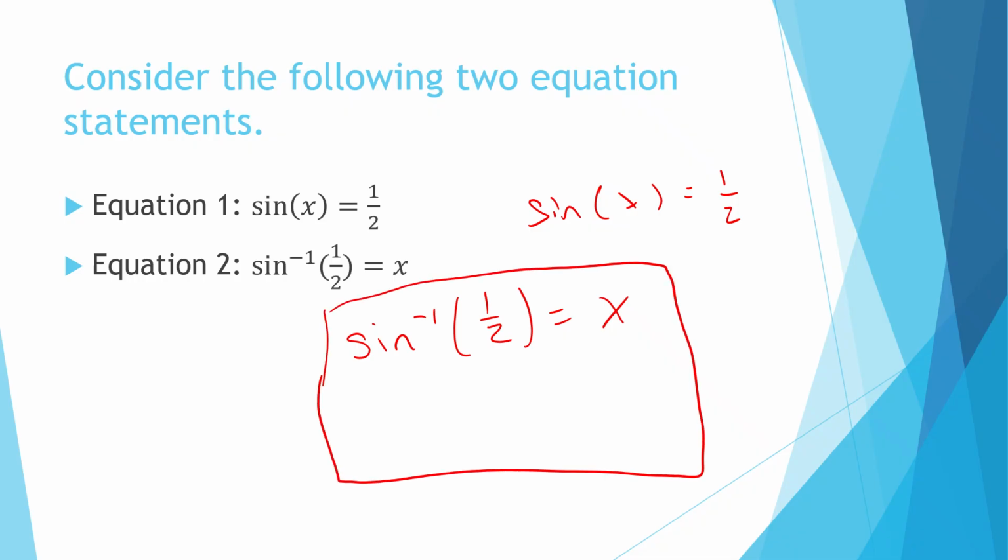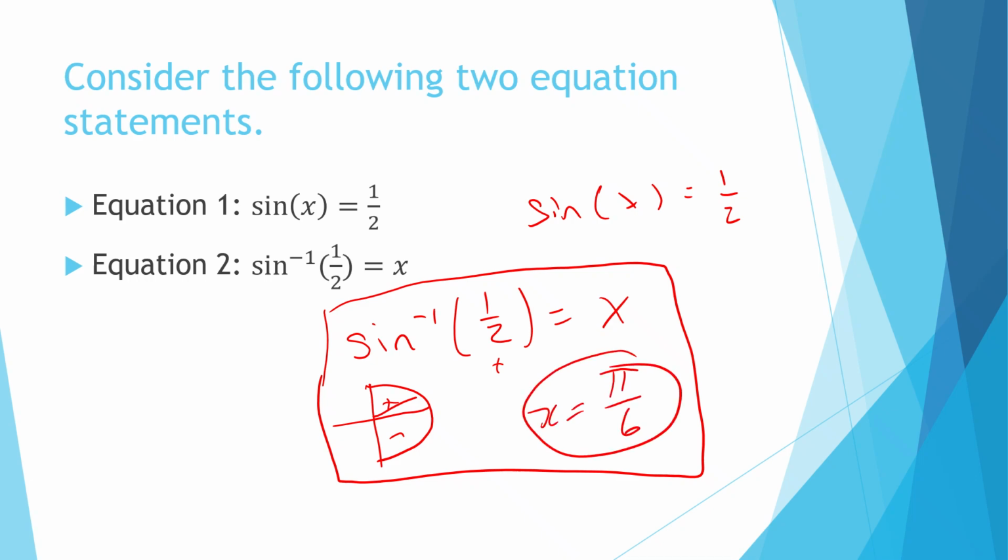Since we just did inverse trig last time, this has an exact answer, right? We would look at the domain for sine, which would be these two quadrants. Sine's positive there and negative there. I see a positive trig value, so it's going to be in the first quadrant, and that is a 30-degree reference angle. So here we should have x equals pi over 6 as our only answer.